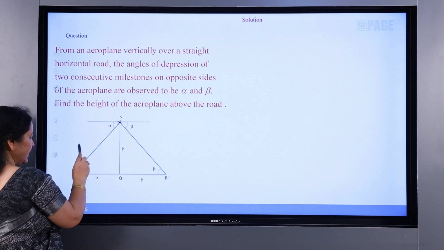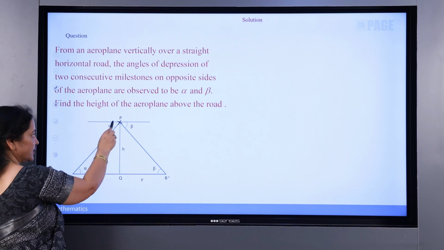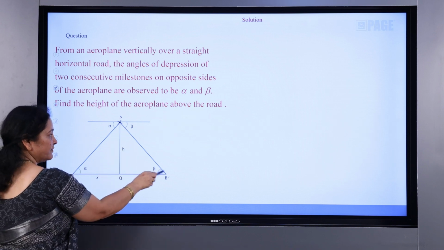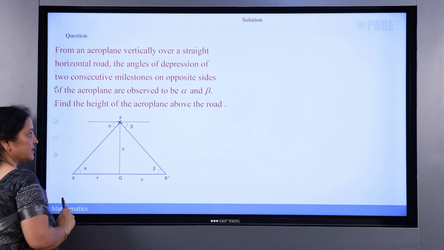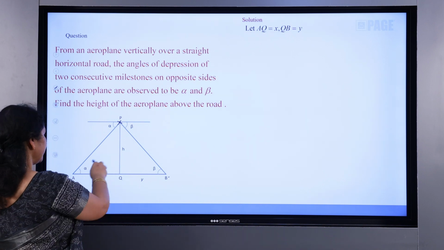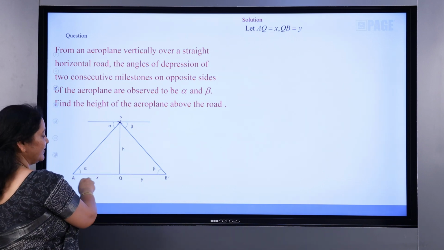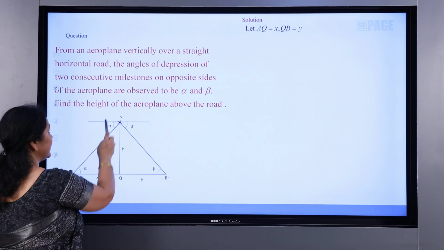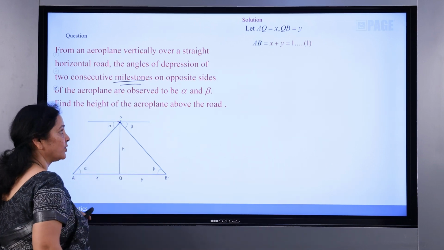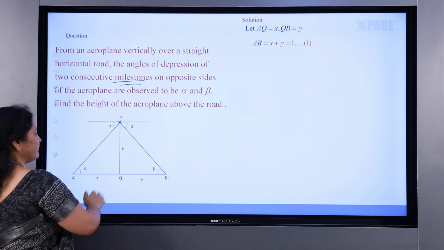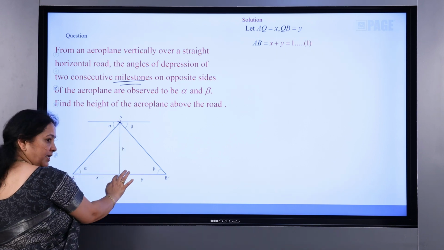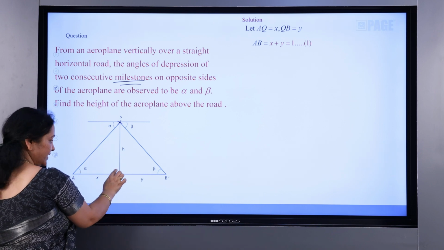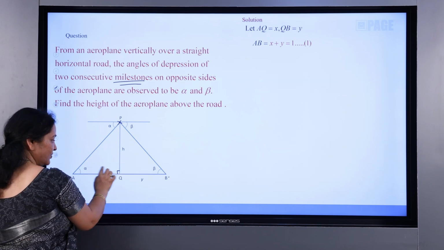From this point, the angle of depression of this milestone is given to be alpha, so this is going to be alpha. Angle of depression of this is beta, this is going to be beta. So just summarizing them. So this length AQ, let's take it as X, QB, let's take it as Y, with the condition that X plus Y is nothing but 1. Okay. Now we have two triangles. We are dropping a perpendicular from P, so that gives us two triangles which are at right angles, right? A right angle triangle. This is right angle.